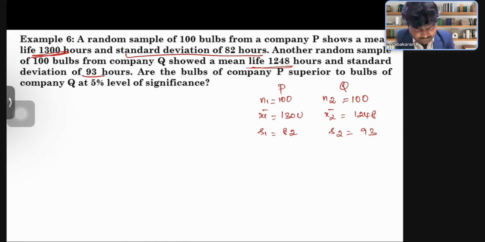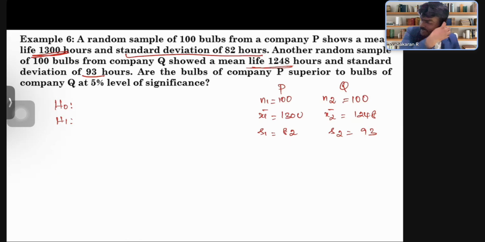So the first step, as usual, is H0 and H1. H0 is the null hypothesis. The null hypothesis means both companies P and Q are the same. There is no significant difference. That's how we can write it. In the other case, P is not superior, both are equal. This is how we can write it in your own wordings.